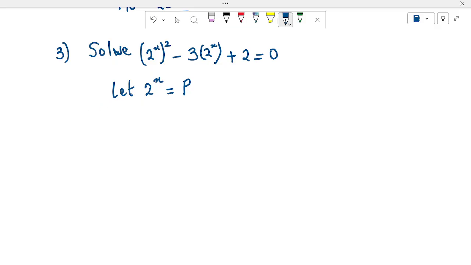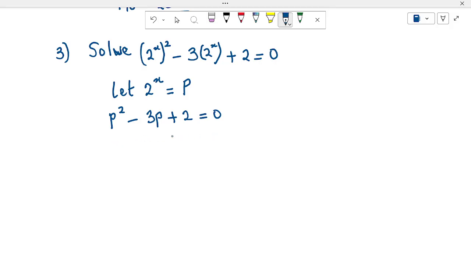Therefore, going back into the equation, wherever you see 2 raised to power x, put in p. So we have 2 raised to power x here squared, so we have p squared, minus 3 times 2 raised to power x, 3p, plus 2 equal to 0. Anybody that is in the top class in the secondary school will definitely be able to solve this. What you need to do here now is to factorize.